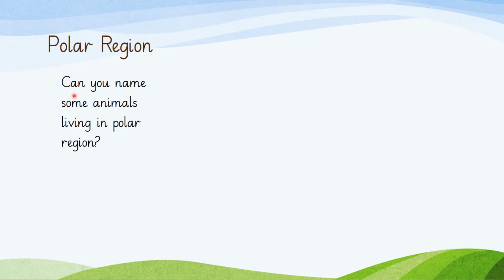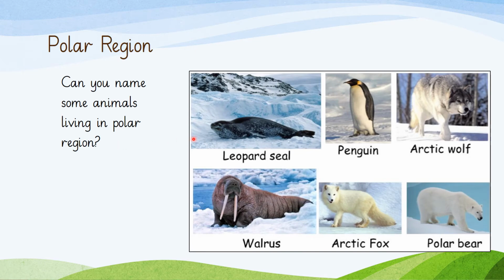Can you name some animals living in the polar region? One of them is of course the polar bear that we have just seen. These are some other animals that live in the polar region. One of them is leopard seal, the other one is penguin. You may have seen penguin in different cartoons. Arctic wolf and polar bear, Arctic fox and walrus.